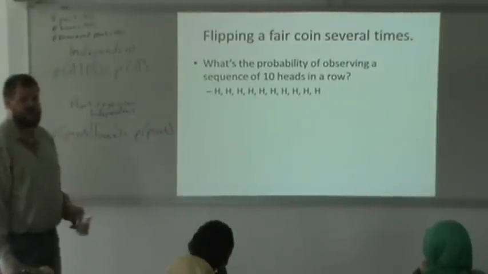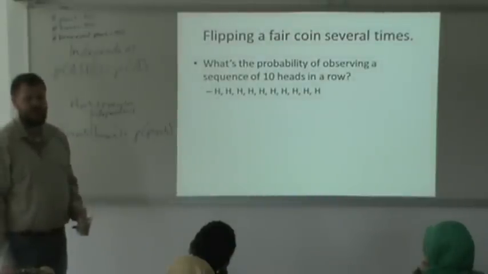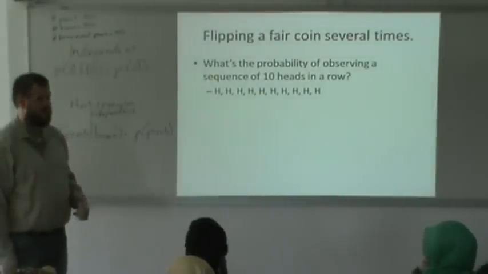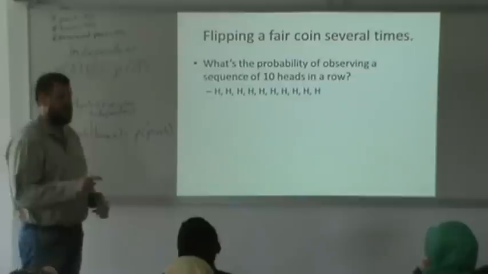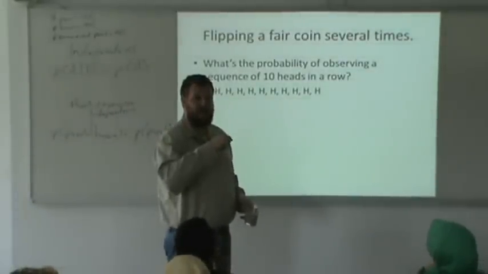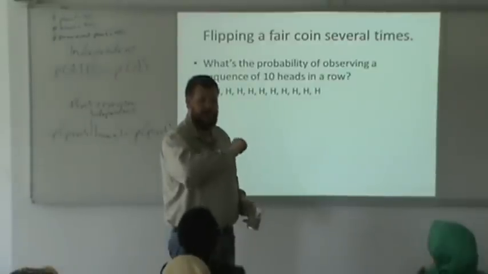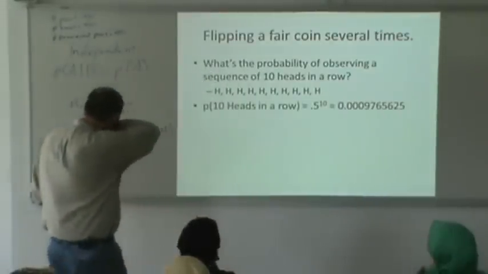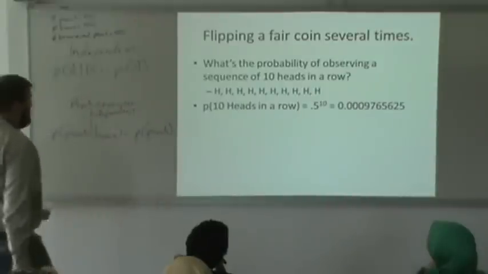Now, what's the probability of observing a sequence of 10 heads in a row? Heads, heads, heads, heads, heads, heads, heads, heads, however many that is. 0.5. Not over 10, to the 10th power. 0.5 times itself 10 times. 0.5 to the 10th power, right? Yeah. It's that.